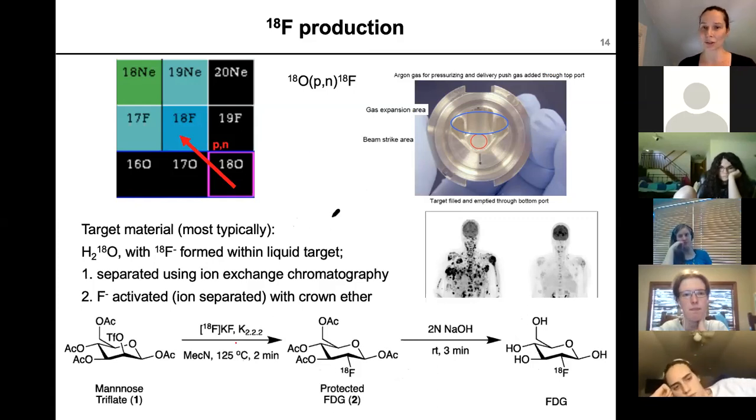So you have to irradiate your sample for a while in order to actually build up the fluorine 18. In your sample, you have to separate it, then you have to do chemistry on it. So this is the process. Any questions to this?